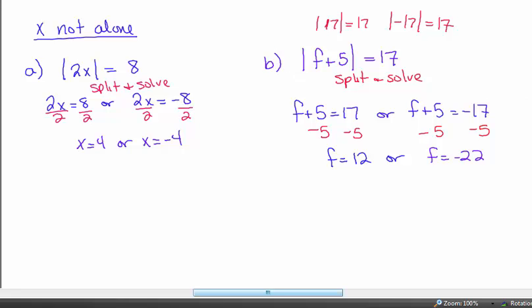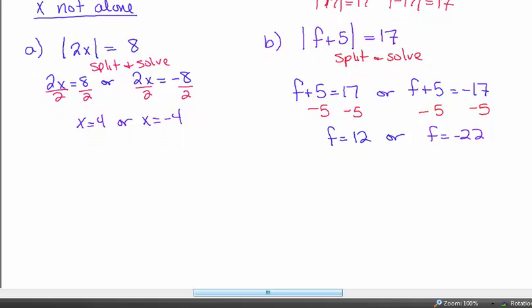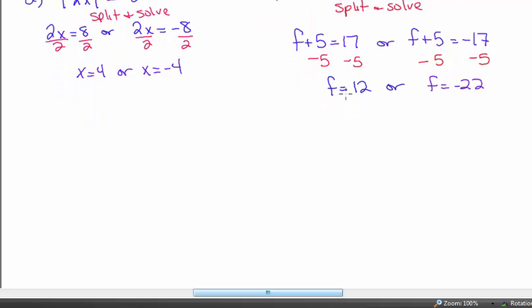So let's look at another scenario, another example from the book. B minus 1, absolute value, is equal to negative 3. Absolute value is always positive. This is negative, so there's no solution. But we can only jump to that conclusion if we have the absolute value completely alone.